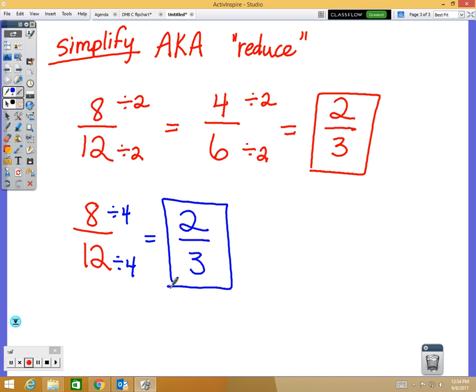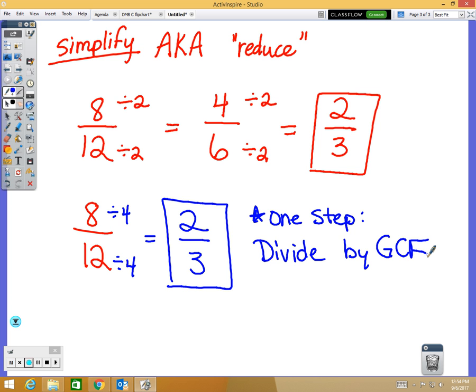What is GCF? One step: divide by GCF. Greatest common factor. But if you don't know greatest common factors, and you're not very good with your multiplication facts, then it's okay. Just do it in multiple steps. Just make sure that you keep going until you can't go any further.